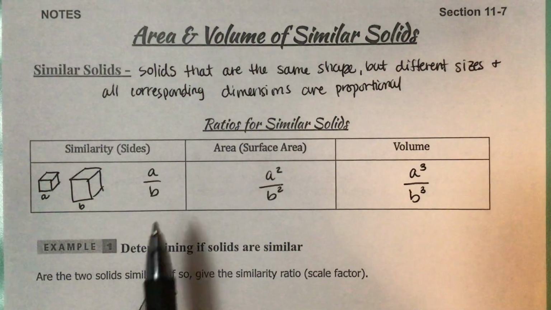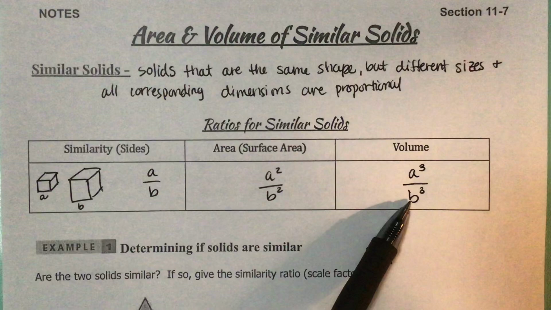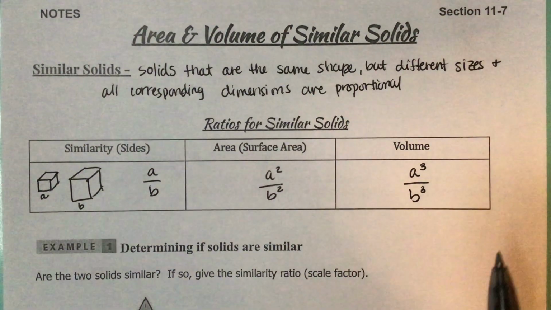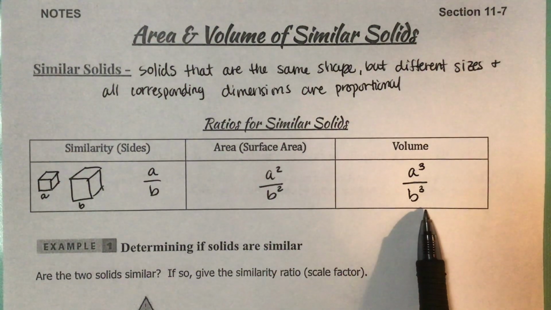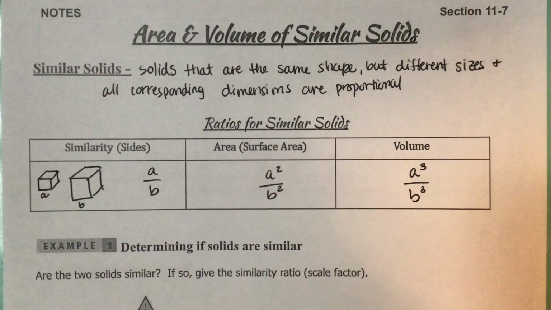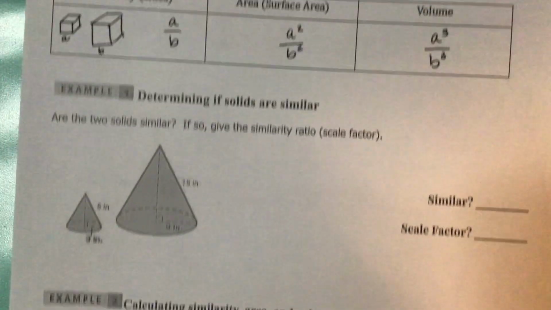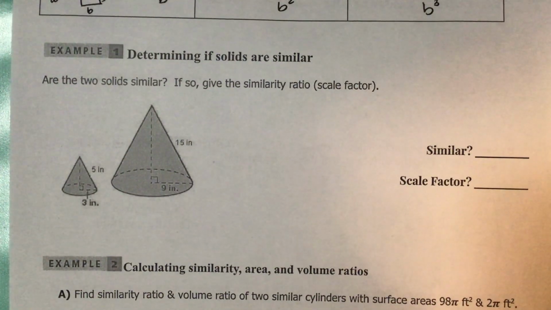So ideally, if you start with the similarity ratio, you can square it to figure out area, or you can cube it to find volume. If you start with volume, then you would take the cube root to get to similarity and then use that to get up to area. So let's take this one piece at a time, first with determining if solids are or are not similar.